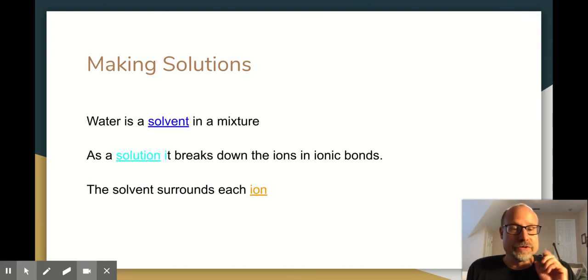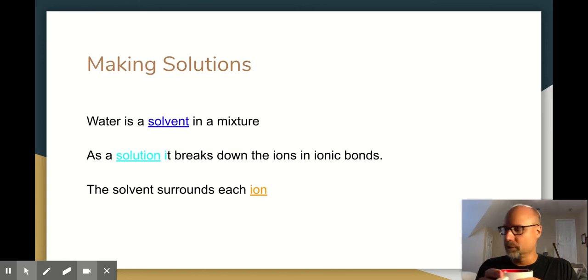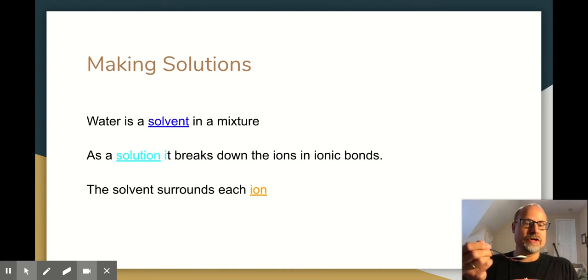Now, there's a solvent that's part of a solution. A solvent is the thing that dissolves the other thing. So here I have my handy dandy cup of coffee because coffee is important. Now, coffee is going to be the solvent. Now here I've got some sugar. The sugar is going to be the solute.